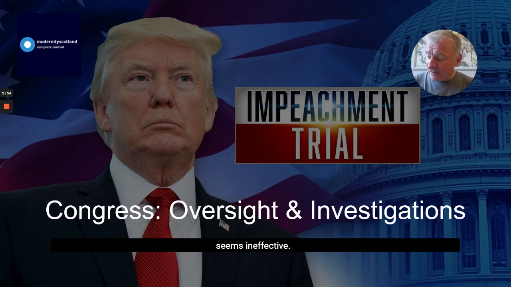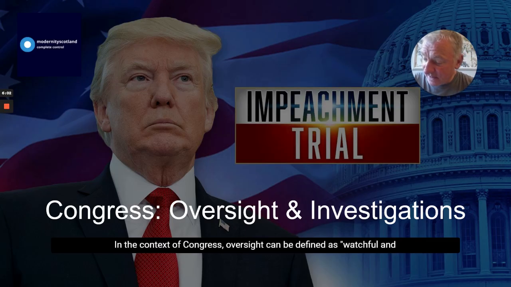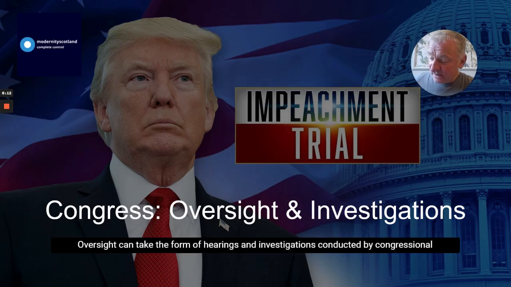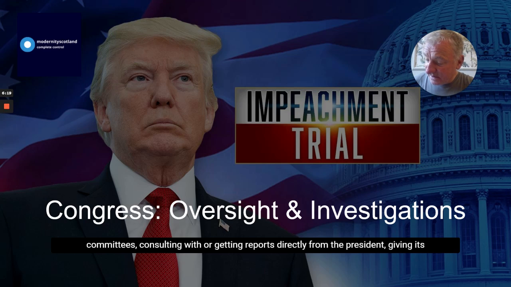Congress and oversight. Dictionaries define oversight as watchful and responsible care. In the context of congressional oversight, this watchful and responsible care is applied through a variety of congressional activities. In Congress, oversight could take the form of hearings and investigations conducted by congressional committees, consulting with or getting reports directly from the President, giving its advice and consent for certain high-level presidential nominations and for treaties.